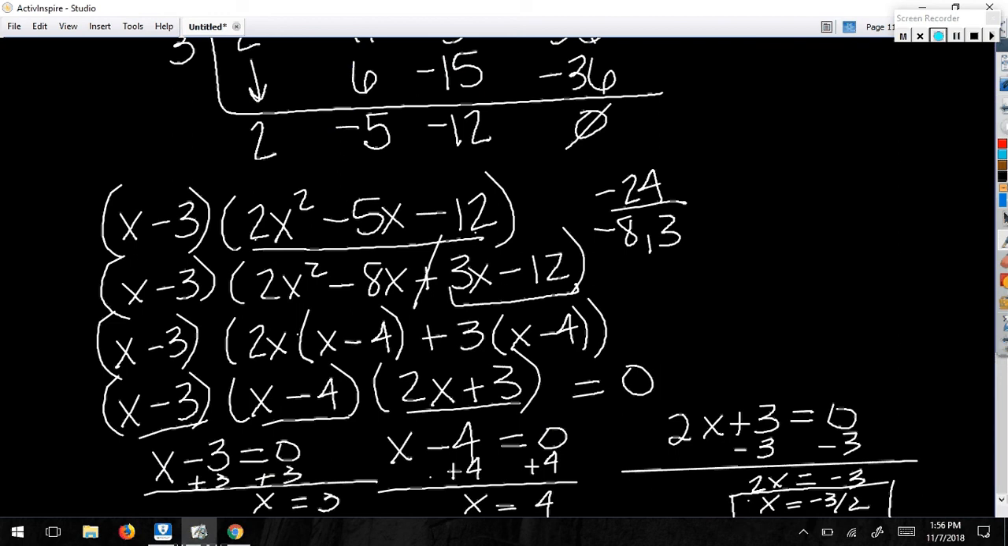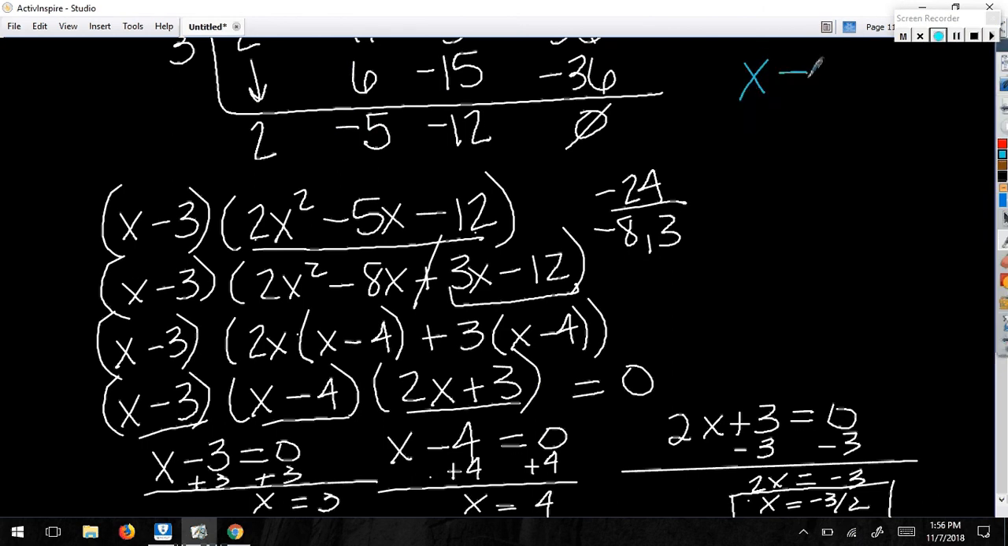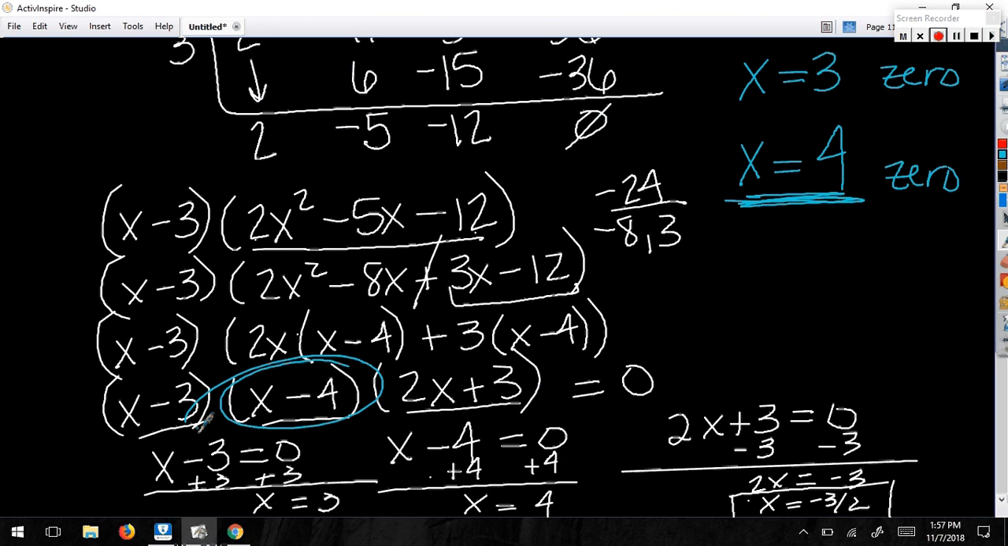Now I want you to look at something for just a minute. I've got x equals 3. And let's just focus on these two that aren't fractions, and x equals 4. What is the relationship between the 0, and I don't mean the number 0, I mean the 0, the solution, the 0. What's the relationship between the 0 and the factor? What's the relationship between the 4 and here? It's just the opposite sign, right?